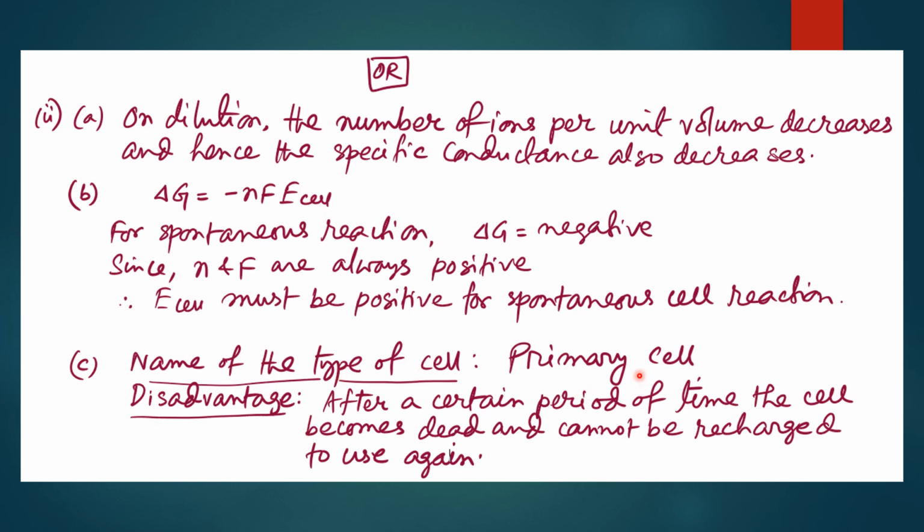And this is the primary cell where the reaction is unidirectional, it cannot be reversed. And the disadvantage is itself the direction of the reaction, because you cannot recharge it. So after a certain period, the cell will be dead, it cannot be reused.